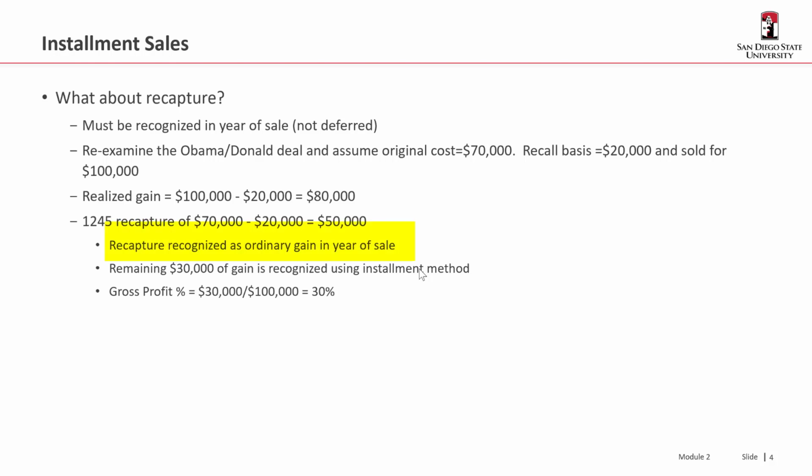What that means is that $50,000 must be recognized in the year of sale, right? Because that would be 1245 recapture. So you have to recognize the ordinary gain on that in the year of sale. The remaining 30,000 of gain, right? That's the 80,000 less the 50 you're going to recognize. That is now subject to the installment method. And so the gross profit percentage is adjusted to reflect that.